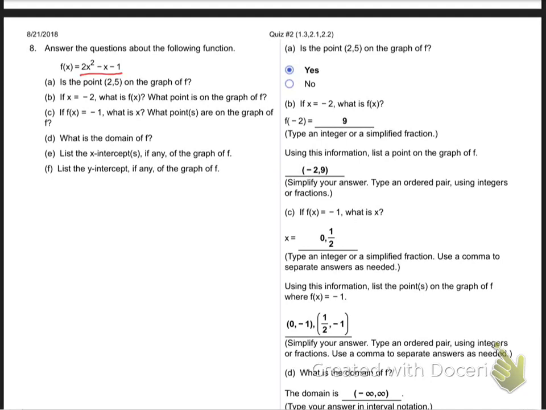Okay, final question, number 8, has a lot of parts to it on the quiz here. They give me this function. They say, is the point 2,5 on the graph? How do we figure that out? You can see the answer is yes over here. How do we know that?